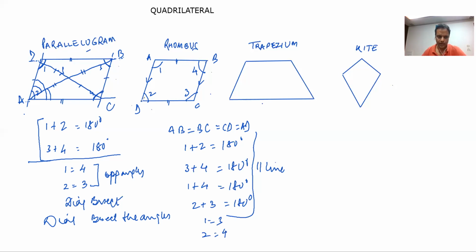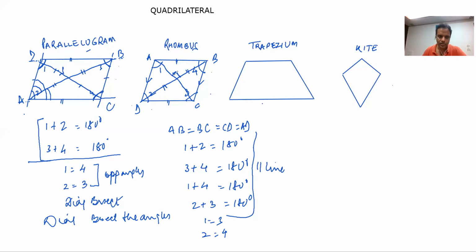Now the most important, which is different from the parallelogram: when we draw the diagonals, one, it definitely bisects, but the most important is they bisect at 90 degrees.